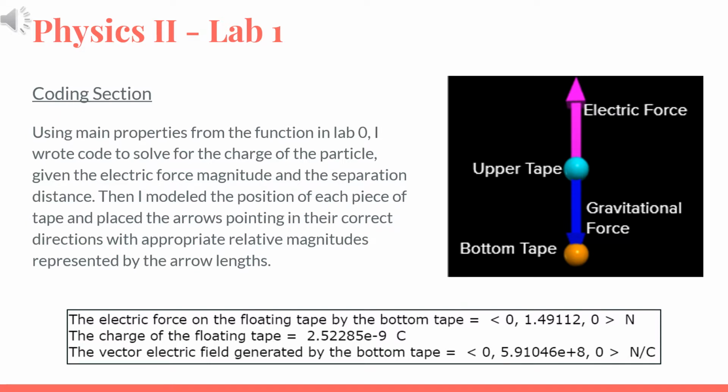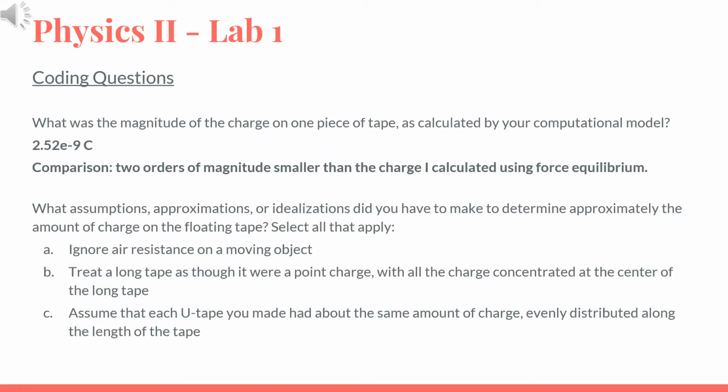I molded the concepts from the function I wrote in Lab 0 to this lab. I know the force of gravity is equal to the electric force, which is equal to the electric field vector multiplied by the charge of the particle. So I substituted the electric field vector equation into the electric force equation, yielding electric force equals 1 over 4 pi epsilon 0 times q squared over r magnitude squared times r hat. Since q is the only unknown in this equation, I rearranged to solve for q, then used that value to find the electric field vector. The model computed a charge of 2.52 times 10 to the negative 9 coulombs.